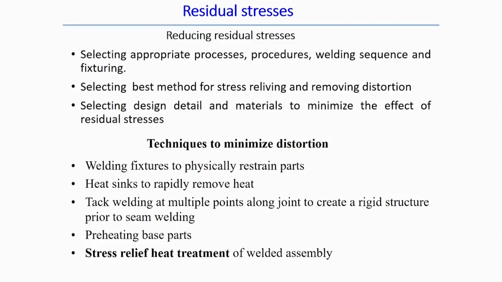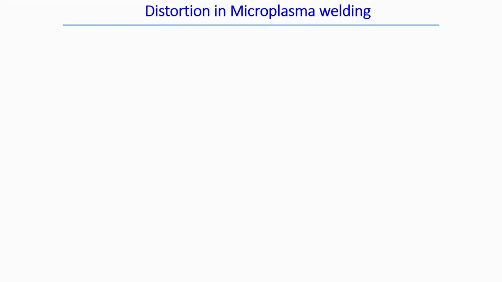Tack welding: we can put the tack at multiple points along the joint to create a rigid structure before the seam welding, which actually minimizes the distortion. Preheating the base part, and finally, the stress relief heat treatment of the weld assembly. This is the most general method to reduce the amount of distortion and residual stress, simply doing heat treatment of the welding process.